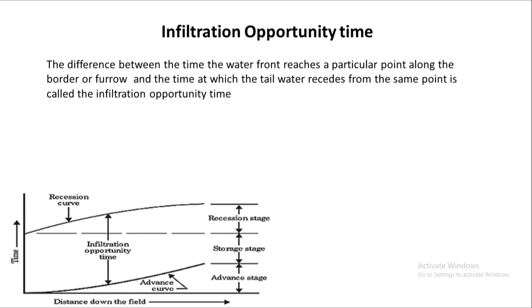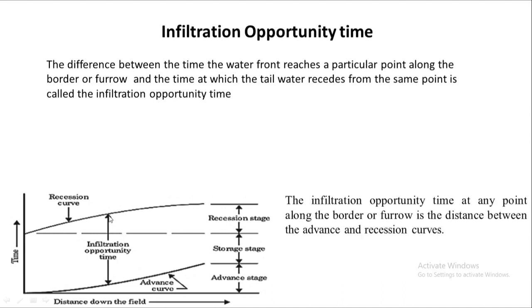It is the difference between the time the waterfront reaches a particular point along the border or furrow, which is the advance time, and the time at which tailwater recedes from the same point. It's called infiltration opportunity time. So it is the difference of advance and recession time. Infiltration opportunity time at any point along the border or furrow is the distance between the advance and recession curve.